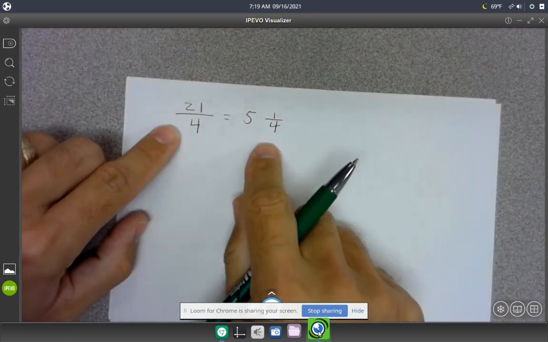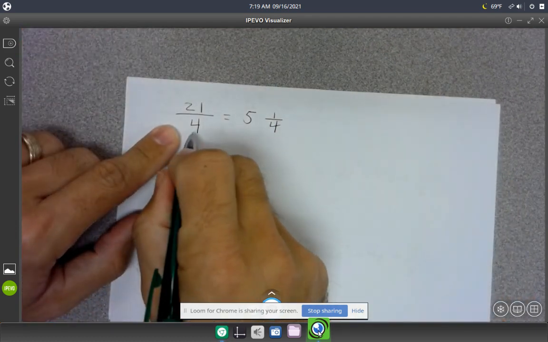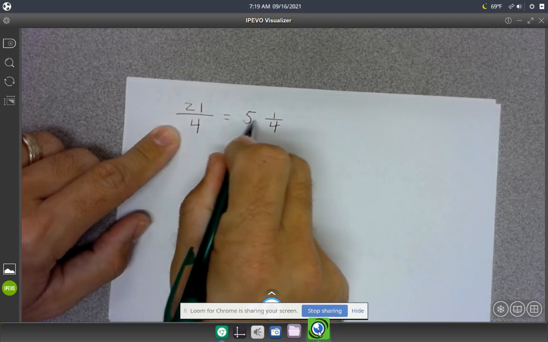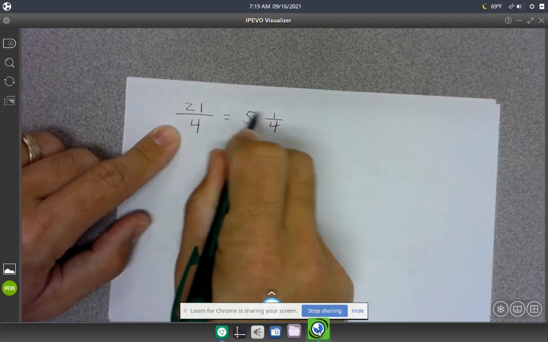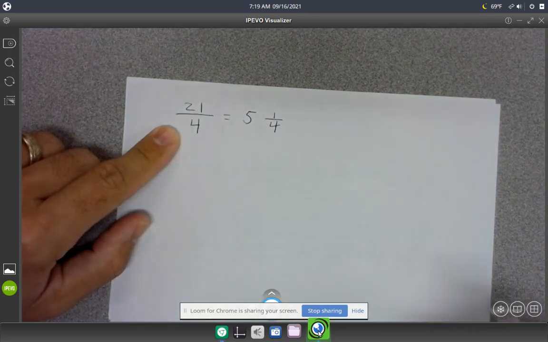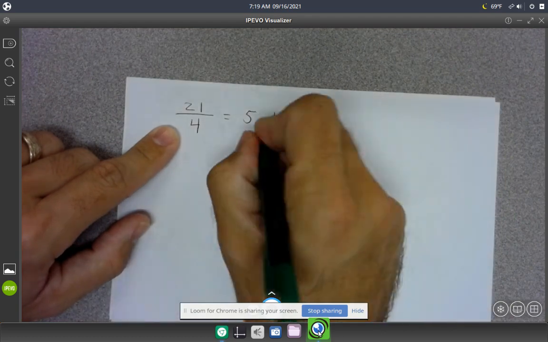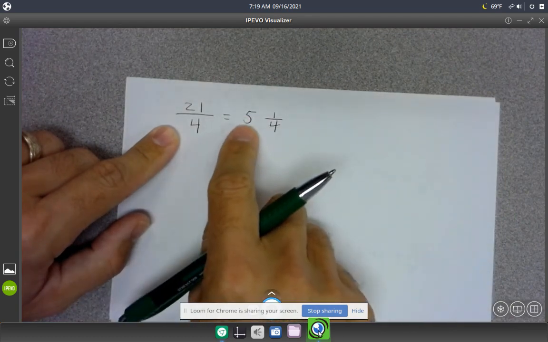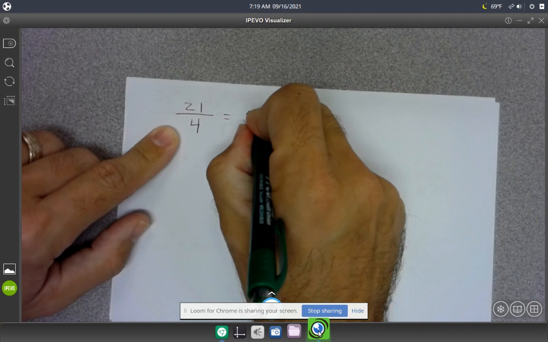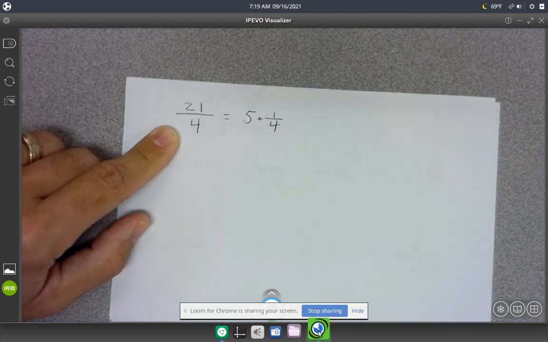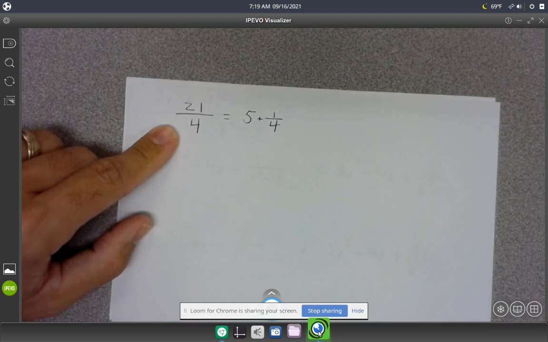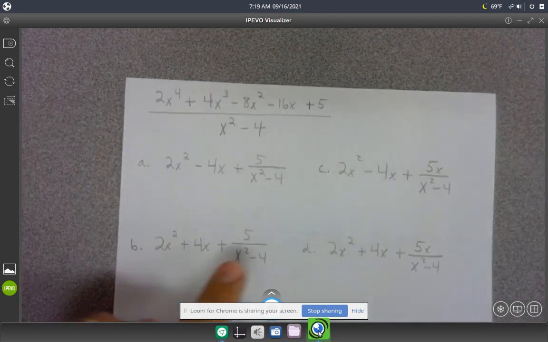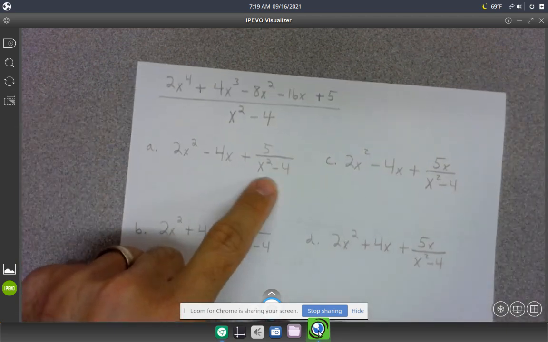Now, if this is true, then that means that 4 multiplied by all of this will give us 21. That's what we're going to be doing. I know we usually just say 5 and 1/4, but hopefully you can agree that this is the same thing as 5 plus 1/4. This is how I'm going to be doing it, and this is going to be more like what it looks like in our case.